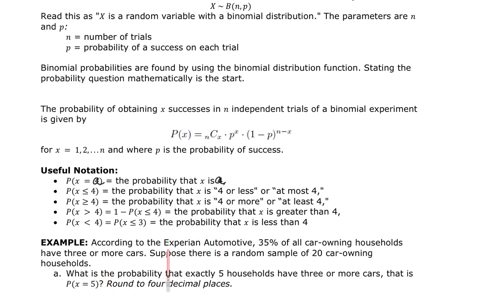So according to Experian Automotive, 35% of all car-owning households have 3 or more cars. So suppose there's a random sample of 20 car-owning households. What is the probability that exactly 5 households have 3 or more cars, where P of X is equal to 5?